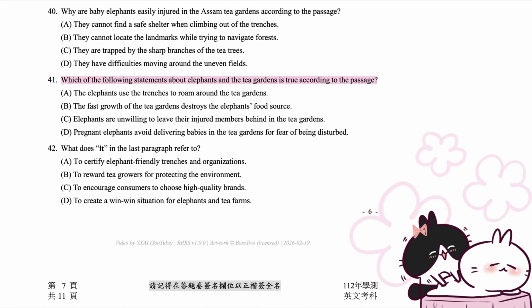41. Which of the following statements about elephants and the tea gardens is true according to the passage? A. The elephants use the trenches to roam around the tea gardens. B. The fast growth of the tea gardens destroys the elephants' food source. C. Elephants are unwilling to leave their injured members behind in the tea gardens. D. Pregnant elephants avoid delivering babies in the tea gardens for fear of being disturbed.